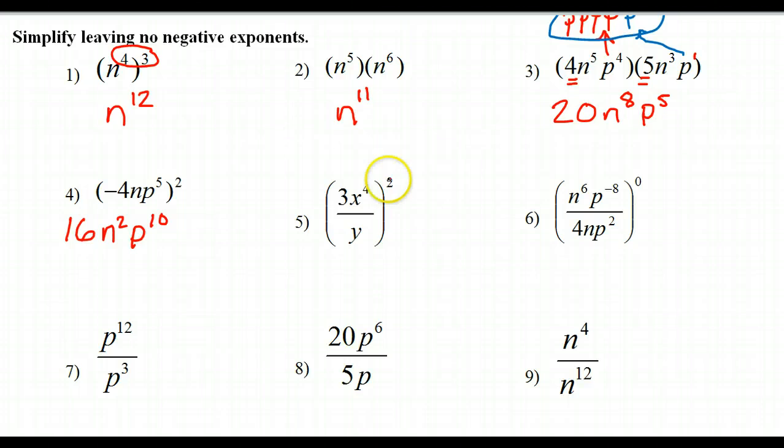Number 5. The fact that it's a fraction doesn't change the way any of this works. 3 to the 2nd power is 9, just like it would be if I didn't have a denominator. A power raised to a power, I multiply. So that'll be x to the 8th power. And then again, if I scribble out all this stuff, I have y squared. So that's just y squared. Okay.